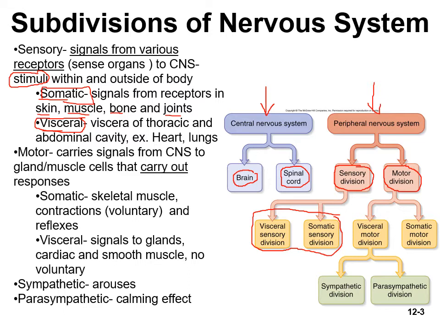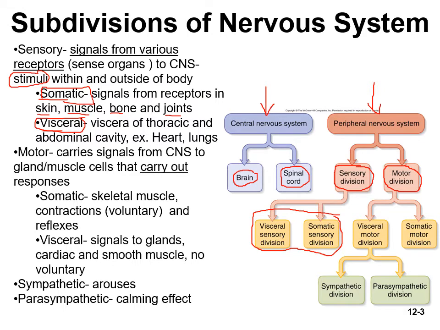The somatic sensory division, once again, is more external, taking a look at the skin, the muscle, the bone, and the joints. So they are the ones that work together with our sensory system, like our eyes, our ears, our nose, our sensation of touch. They work together, and once they receive a stimulus, the sensory division will send that signal over to the central nervous system, where the brain and the spinal cord, mostly the brain, will receive the sensory information, and it will figure out what needs to get done.